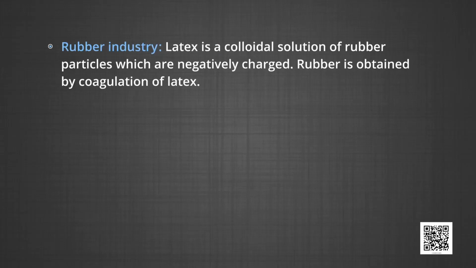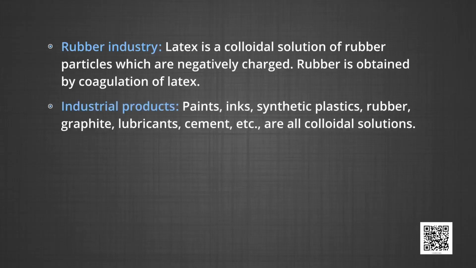Number 7. Rubber industry. Latex is a colloidal solution of rubber particles which are negatively charged. Rubber is obtained by coagulation of latex. Number 8. Industrial products. Paints, inks, synthetic plastics, rubber, graphite, lubricants, cement, etc. are all colloidal solutions. Now, let me sum up the entire module briefly.